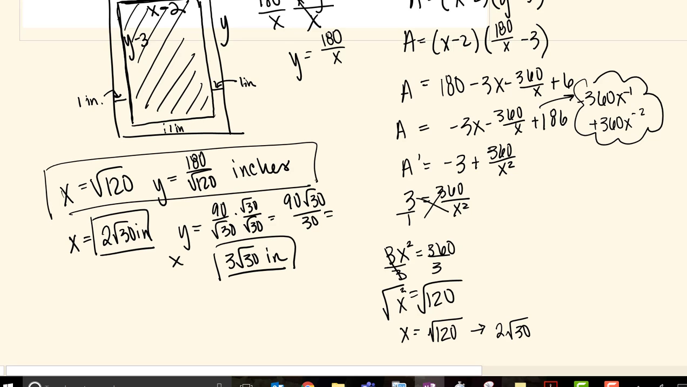Remember, don't worry about simplifying if it is short answer, but if it is multiple choice, they will more than likely have the simplified form.